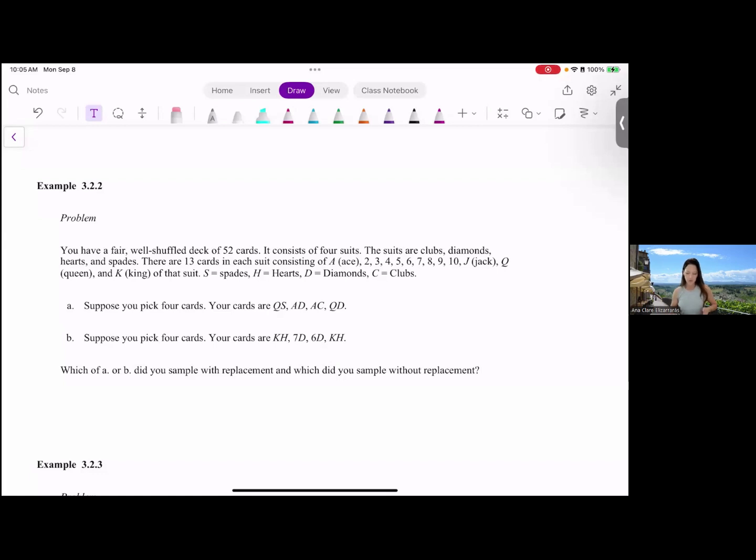Same type of question, trying to determine whether we're sampling with or without replacement. So the biggest thing that we're looking for here is whether or not we have duplicates. Suppose we pick 4 cards. We have the Queen of Spades, the Ace of Diamonds, the Ace of Clubs, and the Queen of Diamonds. Those are all 4 unique cards.